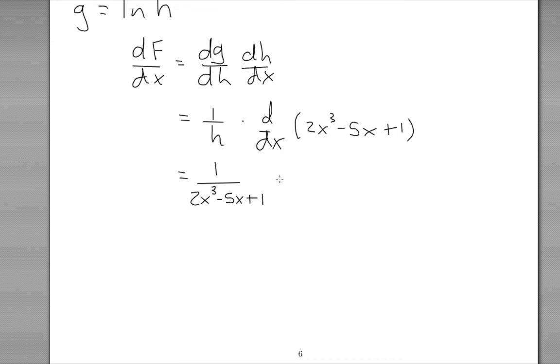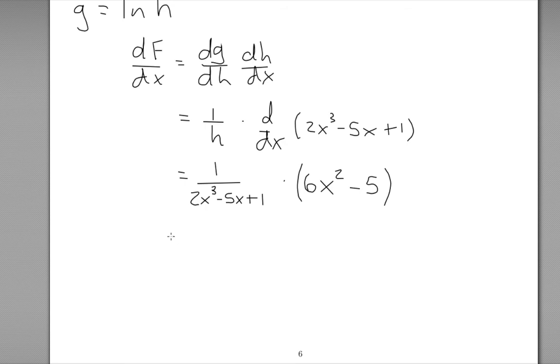So there is 1 over h times, now let's do the derivative of this. The derivative of this is the derivative of these three parts independently. The derivative of 2x cubed is, bring the 3 down and multiply it by the 2, so this becomes 6x to the power of 3 minus 1, which is 2. That's just using the power law. Minus 5 times the derivative of x to the power of 1. The 1 comes down and multiplies the 5. 1 times 5 is just 5. 1 minus 1 is 0, so we have x to the power of 0 here, which is just 1. So this becomes 5. And the derivative of a constant, the derivative of 1, is just 0.